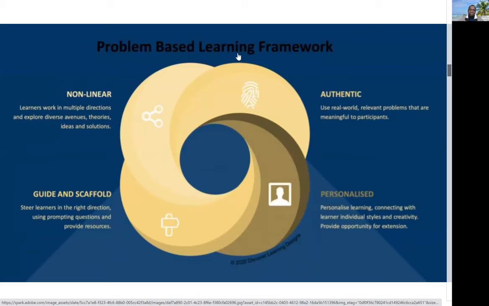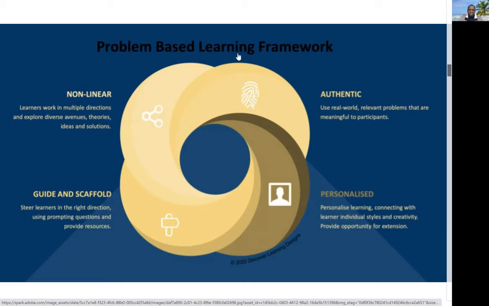So the problem-based learning framework that we have here focuses on four key areas. It is non-linear because as students or learners, they work from multiple directions and explore diverse avenues, including ideas and theories. And they don't just receive information and reproduce it at the end of the day. And because they deal with real-life issues in the form of identification of a problem or an issue, it becomes authentic because they can relate to it.